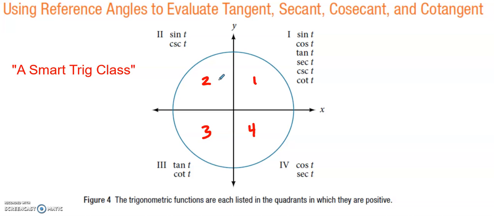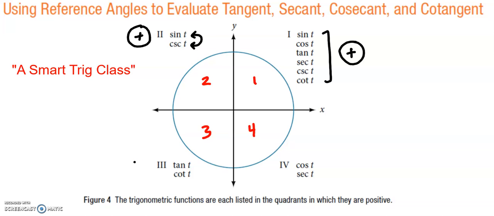This basically just shows us what trig functions are positive. So in quadrant 1, all of our functions are positive. That's important to know. So every single trig function in quadrant 1 is going to be positive. In quadrant 2, we only have 2 trig functions. The sine and the cosecant are positive. Just remember that sine and cosecant are very closely related. They're reciprocals. So if sine's positive, it's not a surprise that cosecant's positive.